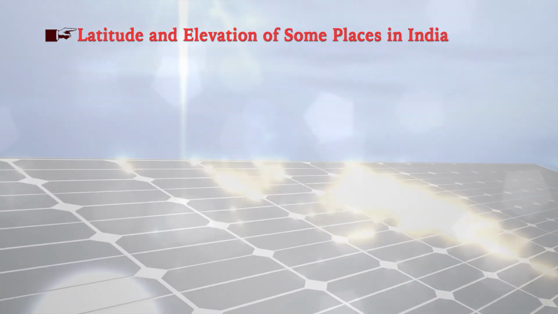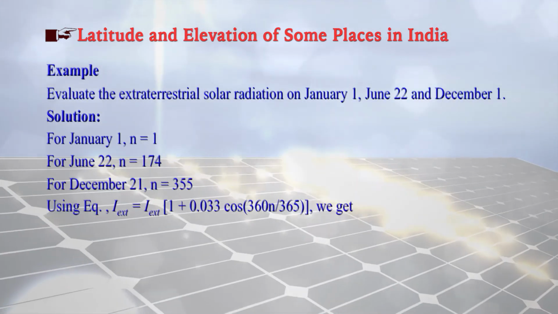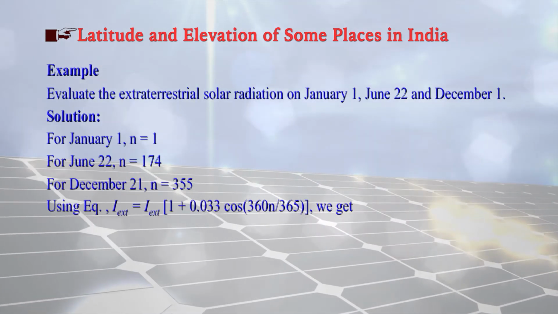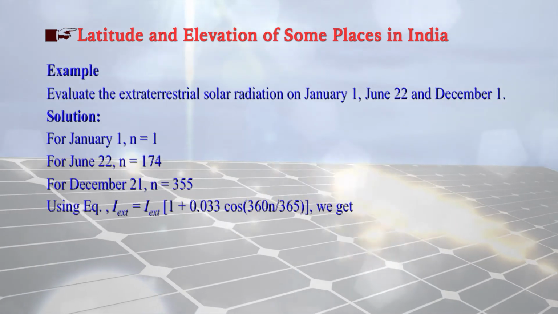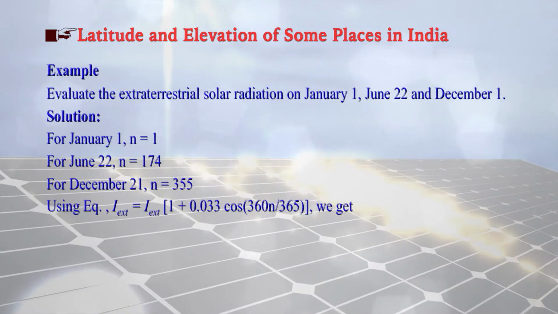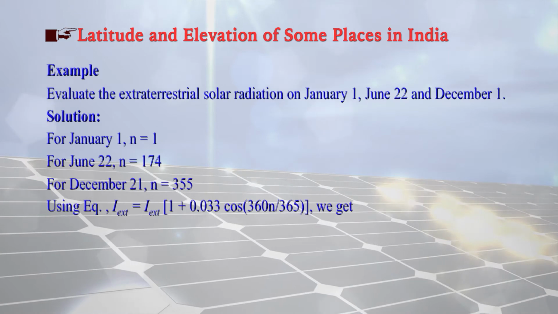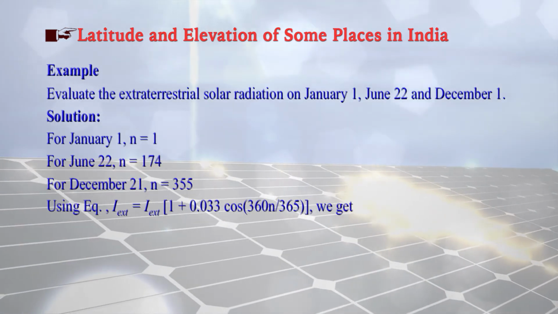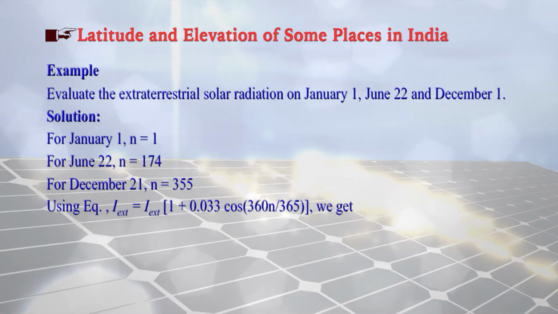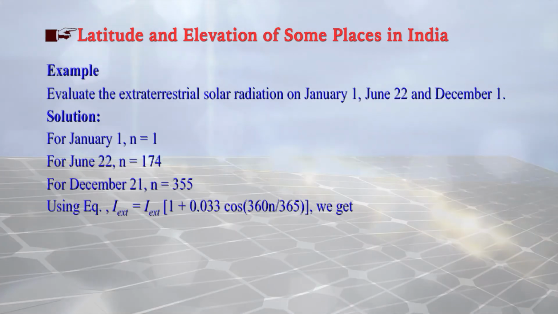Now we will discuss one example. Here you have to evaluate the extraterrestrial solar radiation on January 1, June 22 and December 1. First of all, for January 1, the value of small n is 1. And for June 22, the value of small n is 174. So you count the days starting from January 1. For January 1, the value of small n is 1. Suppose for January 5, the value of small n will be 5.